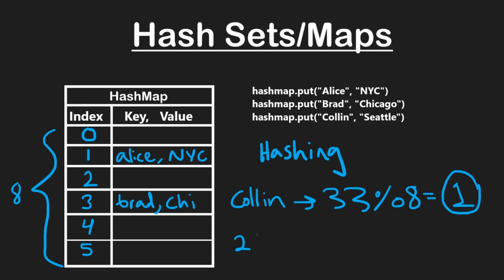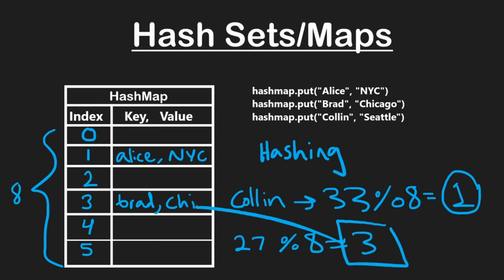The hash of Brad was 27. We would mod that by 8, and that actually would have also been 3, exactly where it still is. That's mainly just a coincidence, to be honest. I didn't even plan that, but it's convenient for us because we don't have to redraw this now.